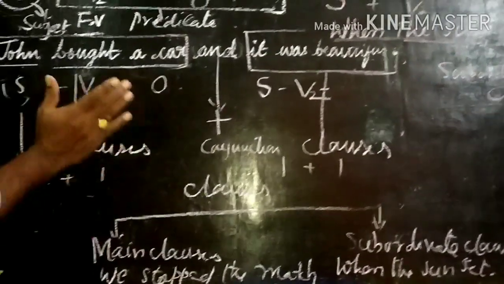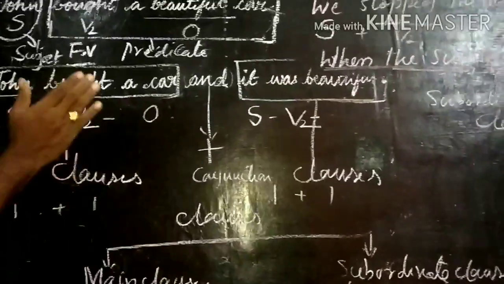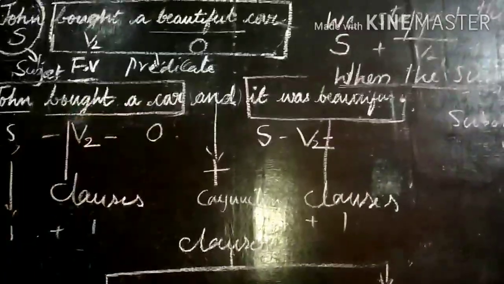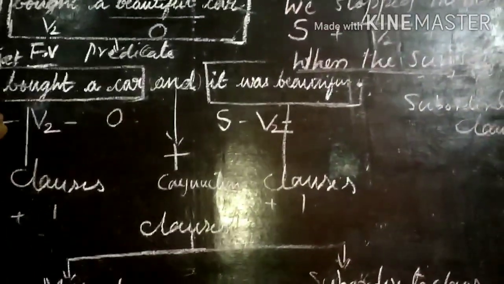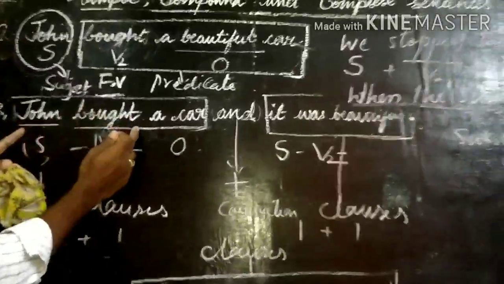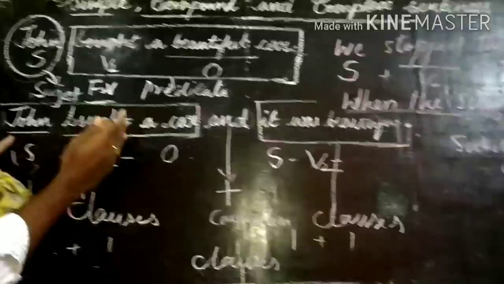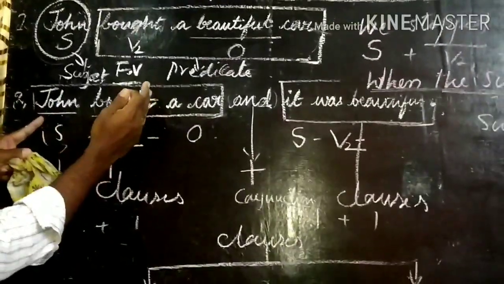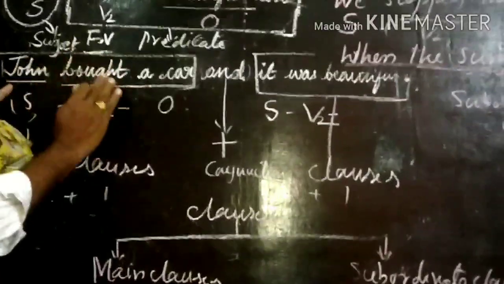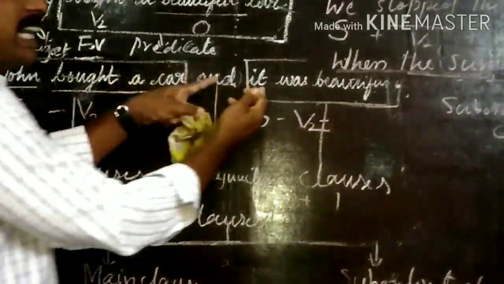Okay, let us come back to our example. John bought a car. See here. What kind of main clause? Identify once. John bought a car. It is a main clause because it makes a complete sense. Right? It makes a complete sense. It doesn't need any support. And it was beautiful.